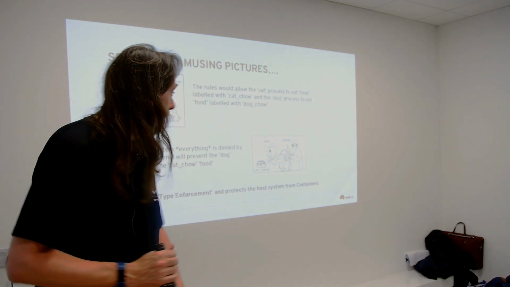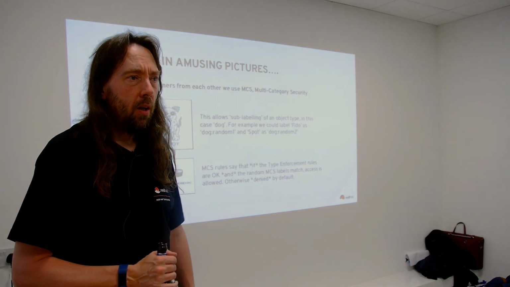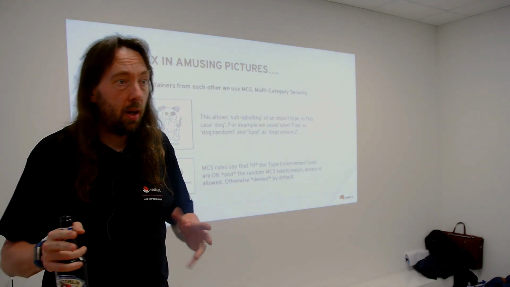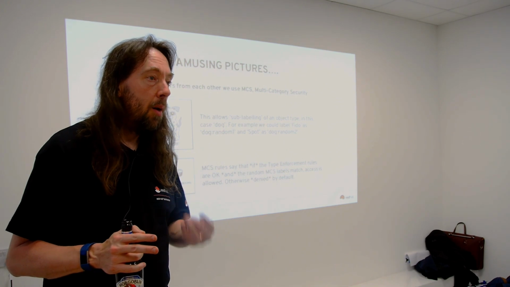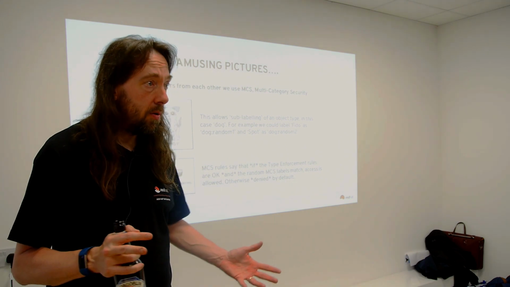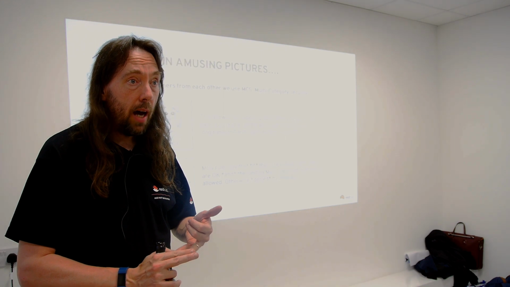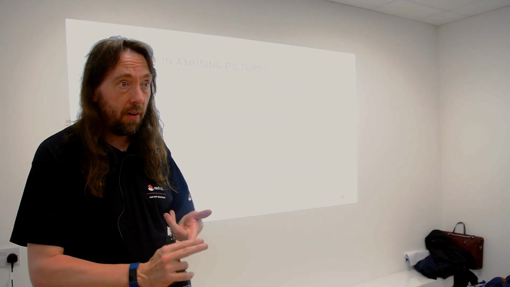And that's bad. So what we've done, introduced something called multi-category security. And in technical terms, this is actually an extension to the labeling of the object types themselves. But now you can label the object types with a name itself. So what you can do now is you can have, for example, a process of type dog called Fido, and an object of type dog chow called Fido's food. And only Fido can interact with Fido's food. And what this provides us with is an absolutely rock solid way to stop containers interfering with each other. I hope that makes sense.